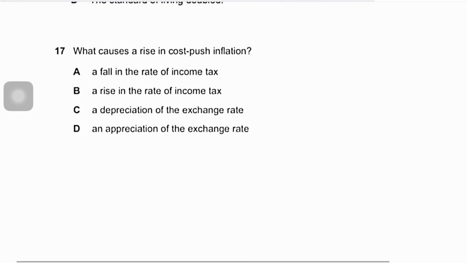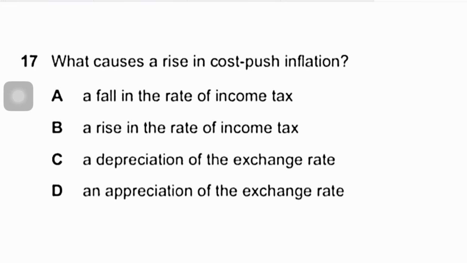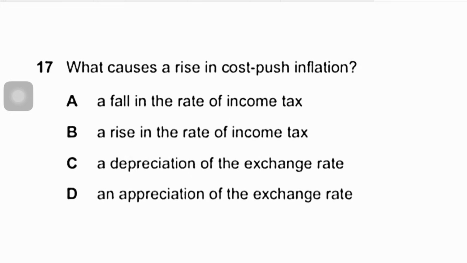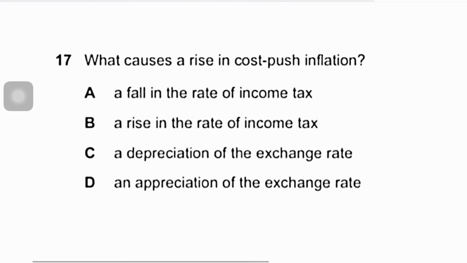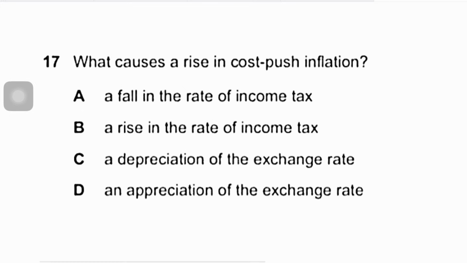The next question, number 17, says what causes a rise in cost push inflation? And we know cost push inflation occurs when the general price level goes up due to rises in cost of production, raw material costs and input costs. This is a good question, and if we assess these answer options, the first says a fall in the rate of income tax. Now, a fall in the rate of income tax would increase disposable incomes for consumers, which could cause demand pull inflation, not cost push. It would not cause cost push inflation, so this is not the correct option.